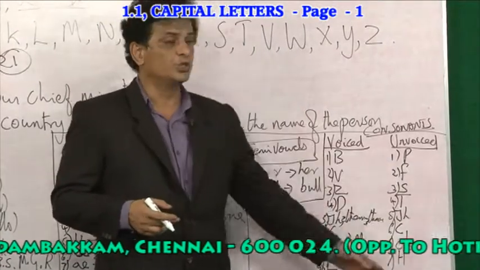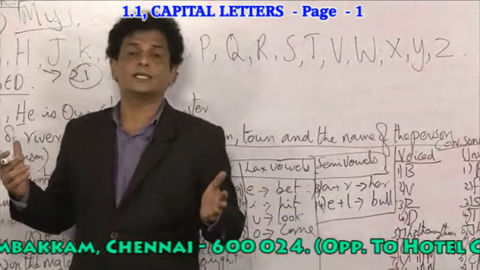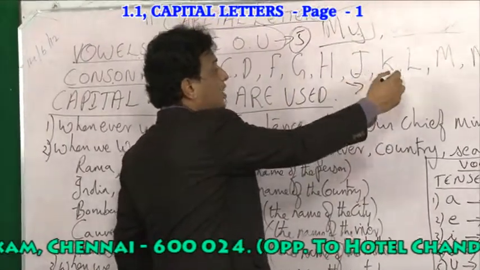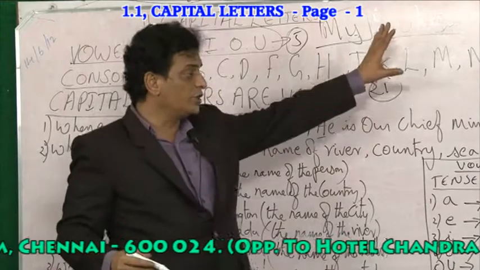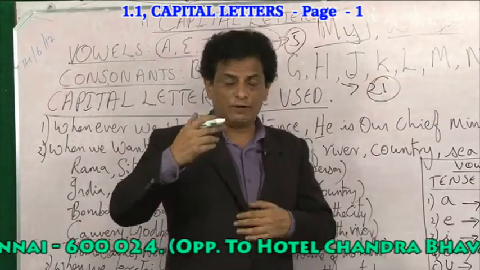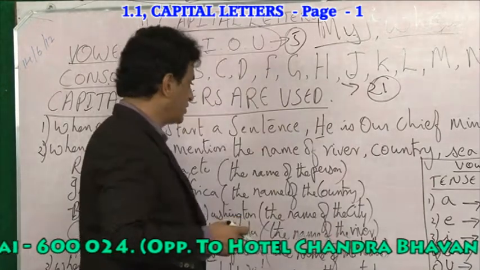So first you should know the sounds of these letters. Even though 26 letters are there, the sounds vary. It is not according to what has been written. In vowels you have different sounds and in consonants you have different sounds.